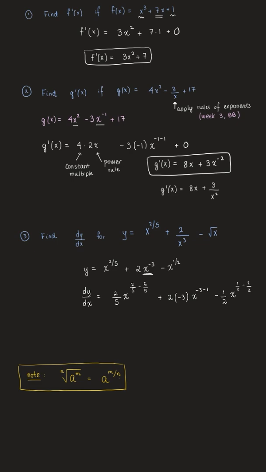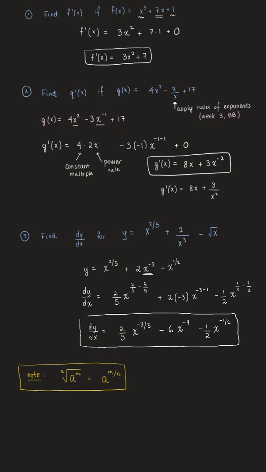So simplifying this a little bit, we're going to have dy dx equals 2/5 x to the 2/5 minus 5/5 is negative 3/5. Then for the next term, 2 times negative 3 is minus 6. And then we have x to the negative 4. And for the third term, we have a minus 1/2 x to the negative 1/2, because a half minus 2/2 is negative 1/2. And so this is a perfectly acceptable solution for the derivative.